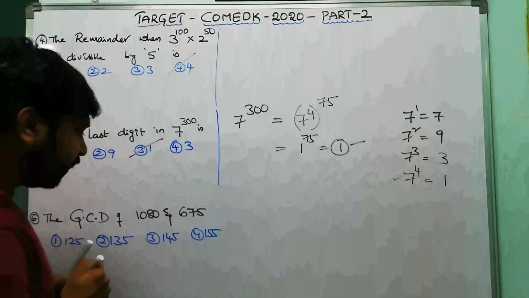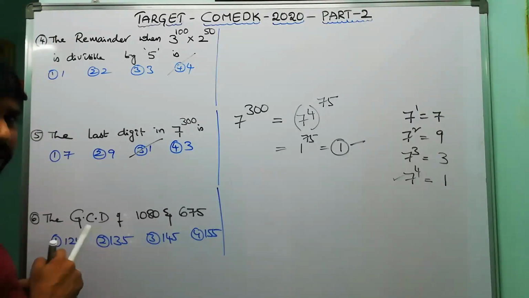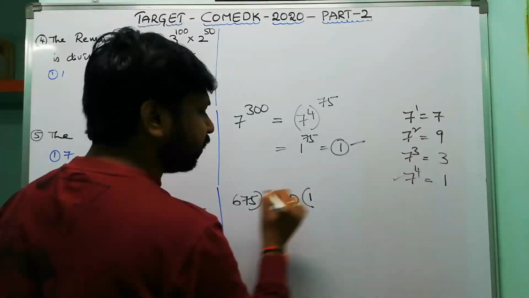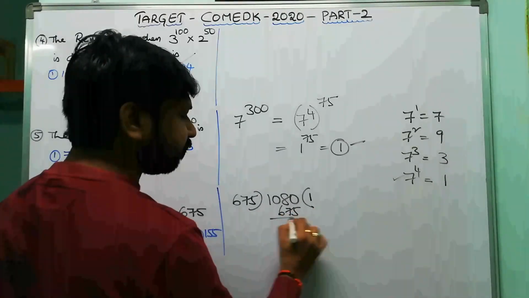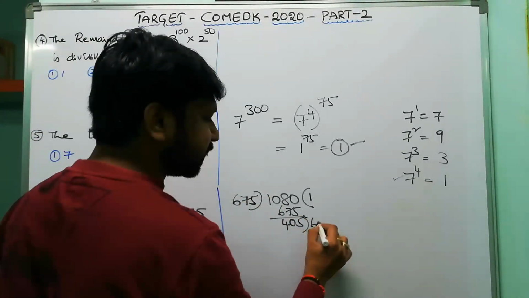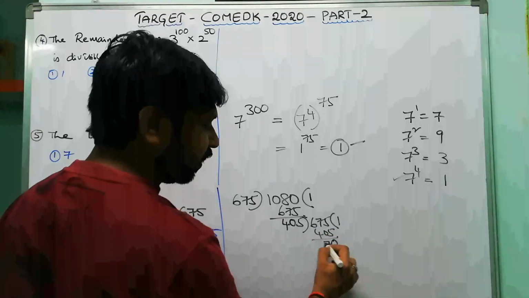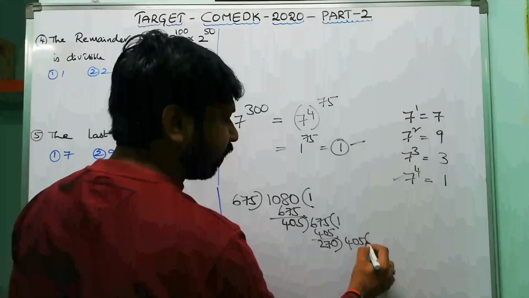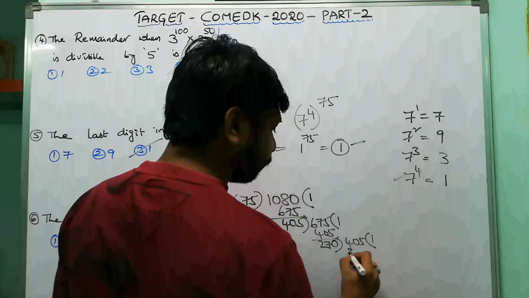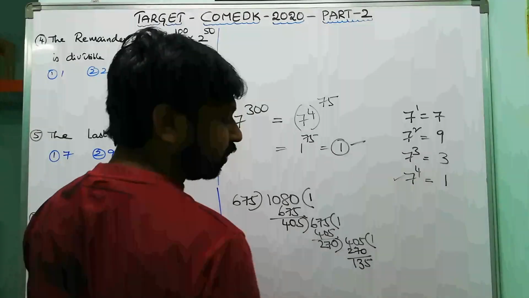Coming to the next one: the GCD of 1080 and 675 is equal to dash. Very simple question, friends. To find the GCD of 1080 and 675, we divide 1080 by 675. 675 ones are 675, the remainder is 405. Then divide 675 by 405: 405 ones are 405, the remainder is 270. Then divide 405 by 270: the remainder is 135.